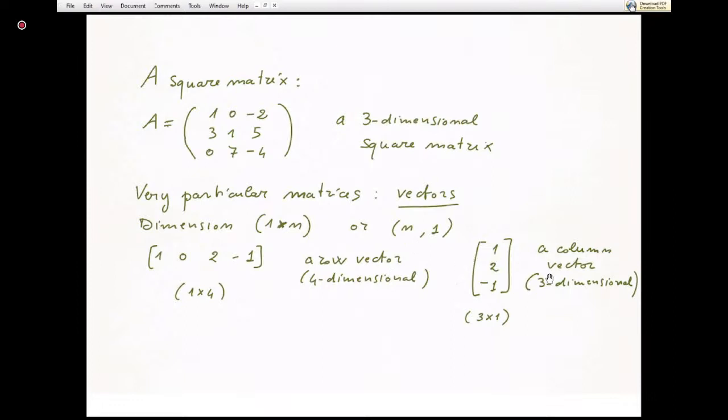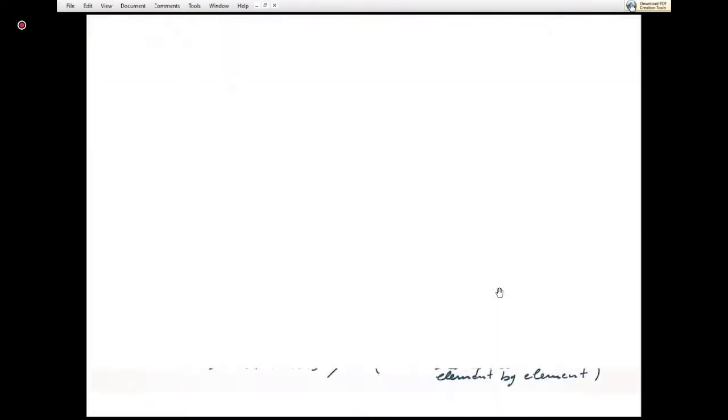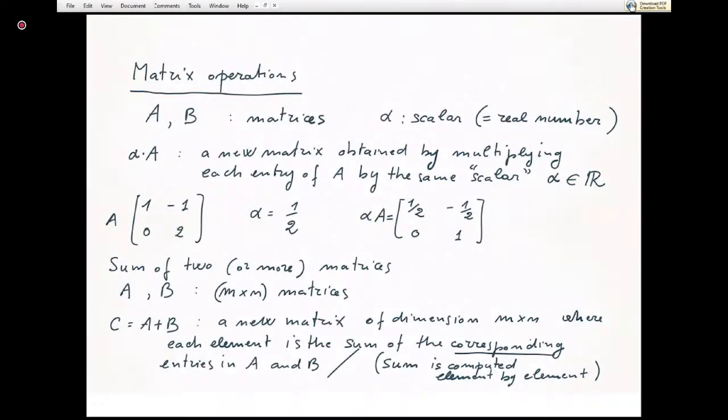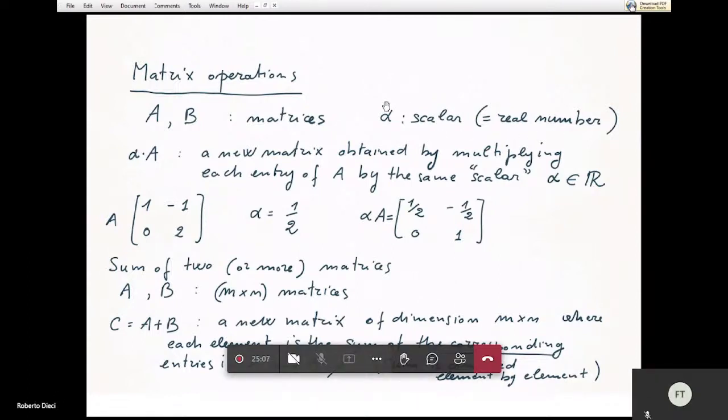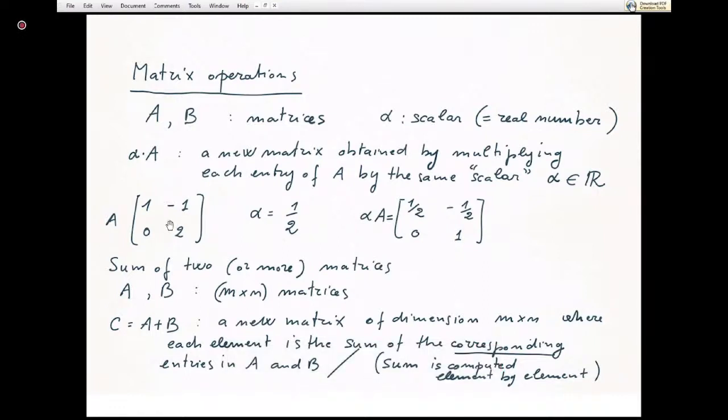And the column vector has n rows and 1 column. There are basic matrix operations. There are 2 basic operations. One is the so-called product between a matrix and a scalar. A scalar is a name to denote a real number in the world of matrices, especially when this real number is something that multiplies a matrix.